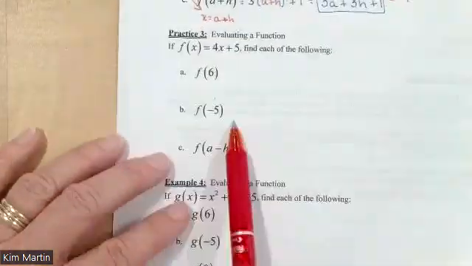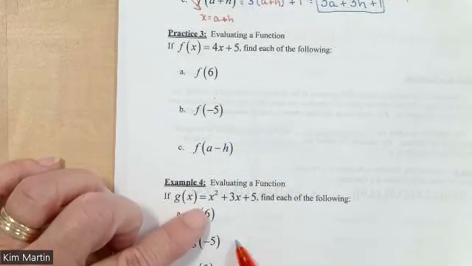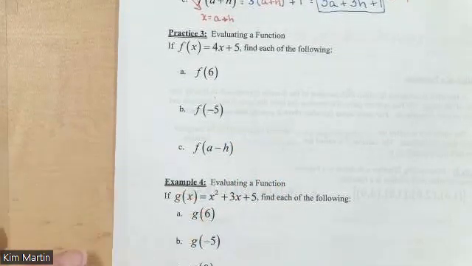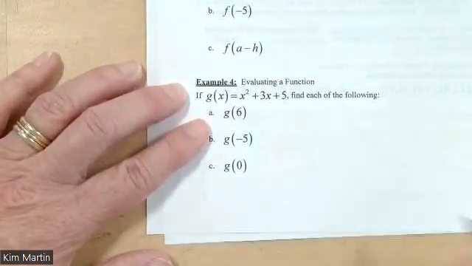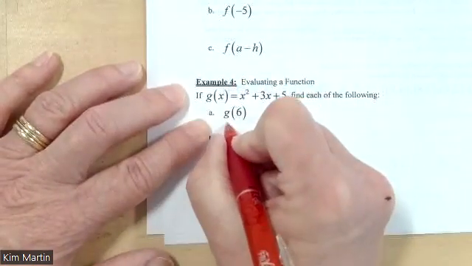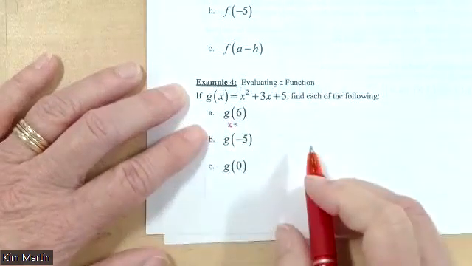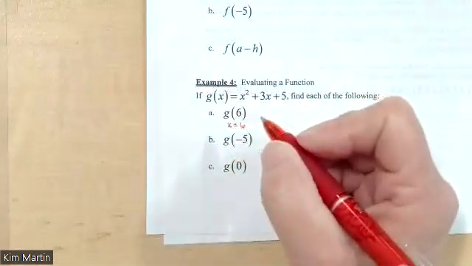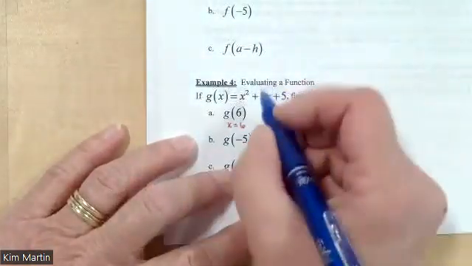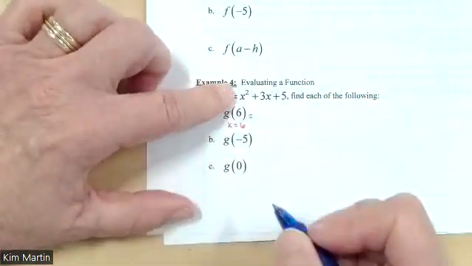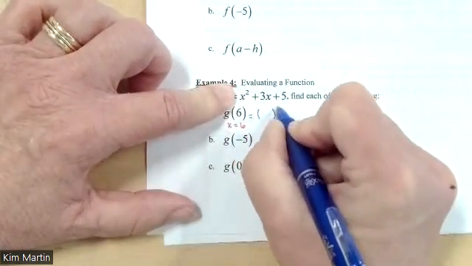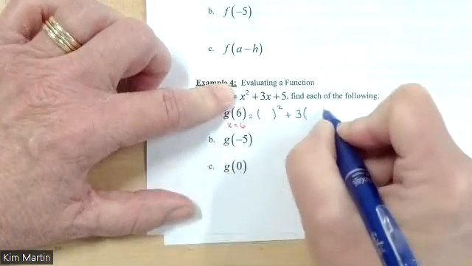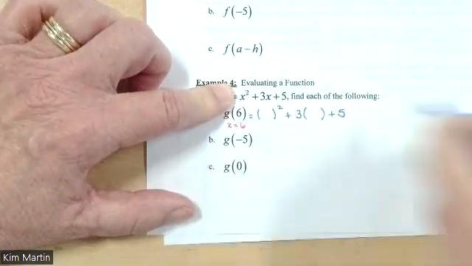All right, I'm going to skip the practice, but I'm going to go to here because it's going to be more difficult. Again, same thing. What is my X value in this problem right here? 6. So X is 6, which is my input, right? So wherever I see an X in my function, you're going to plug in a 6. So you're going to have 6 squared plus 3 times 6 plus 5.